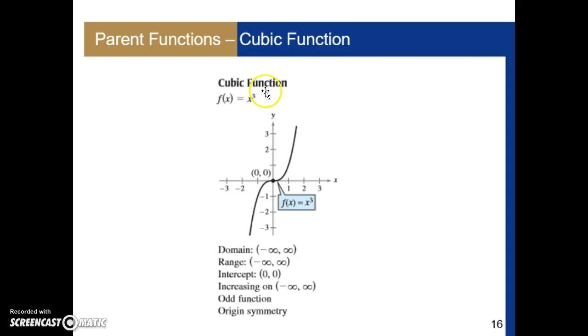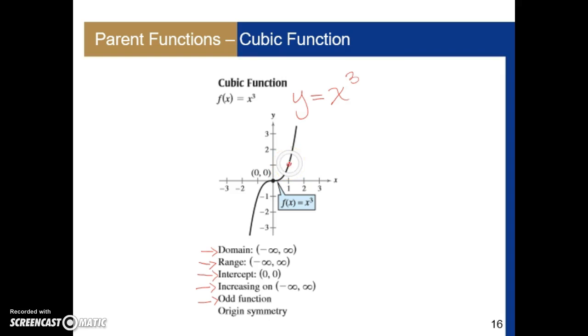Here's the parent cubic function. And it doesn't have all that silly a mess with it, so thank goodness. So the parent cubic function is f of x equals x cubed, or y equals x cubed. It is a function that has a domain of all real numbers and a range of all real numbers. There is only one x and y intercept, that is the point of origin. This function is always increasing. It is an odd function, and it has point of origin symmetry.